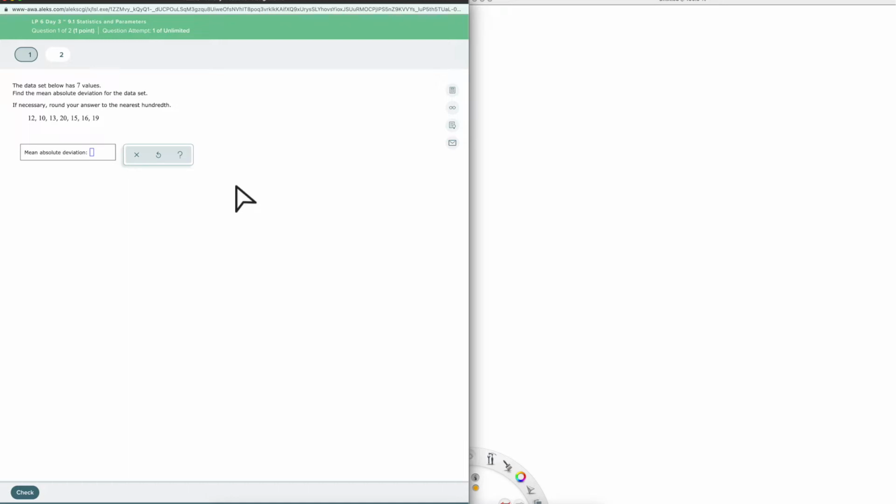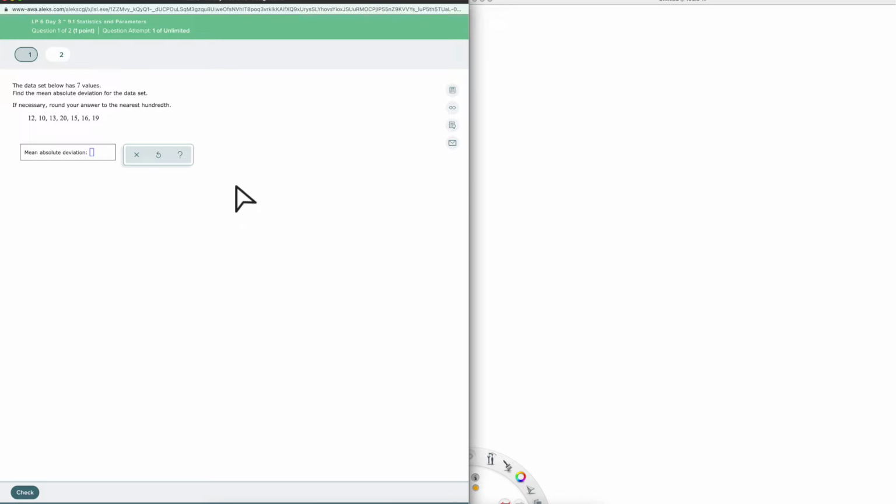So there's 2 types of deviations we're going to do. The first one, this number 1, is mean absolute deviation, sorry. The second one is population standard deviation. So we want to make sure we're paying attention to the name because that will change the steps just a little bit.